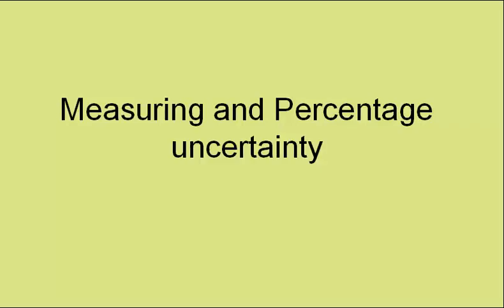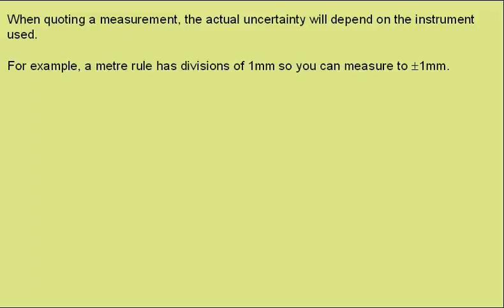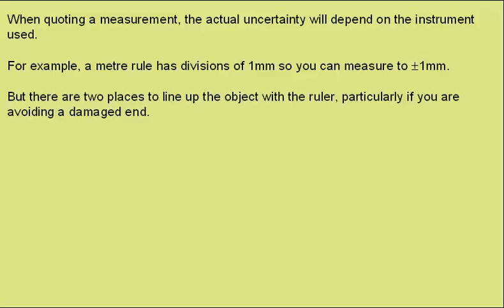Measuring and percentage uncertainty. When quoting a measurement, the actual uncertainty will depend on the instrument used. For example, a meter rule has divisions of 1 mm, so you can measure to plus or minus 1 mm. We say it has a precision of 1 mm. But there are two places to line up the object with the ruler, particularly if you're avoiding a damaged end.